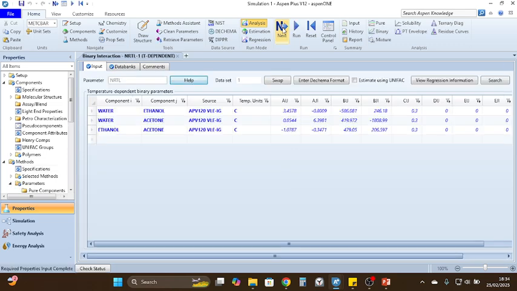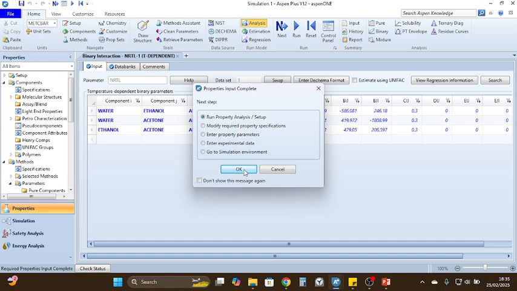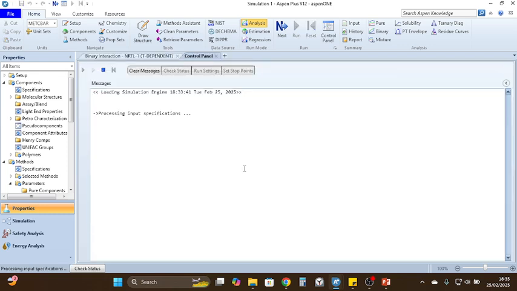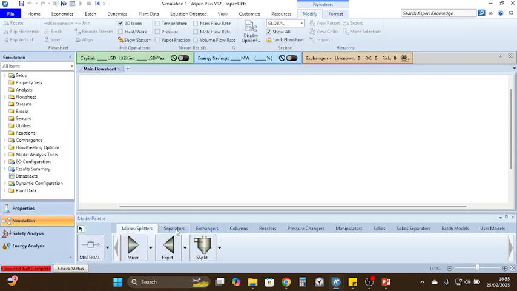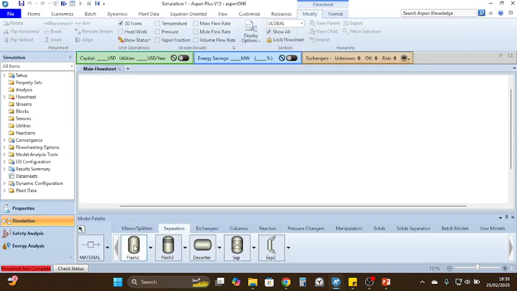So we are clicking on next. You can see all the interaction parameters of the water, acetone and ethanol system are being updated from the source that is mentioned over here. So we are going to click on next. We are going to run the property analysis or setup. Next we have to come to the simulation. Now coming to separators, we are going to select a flash tank.